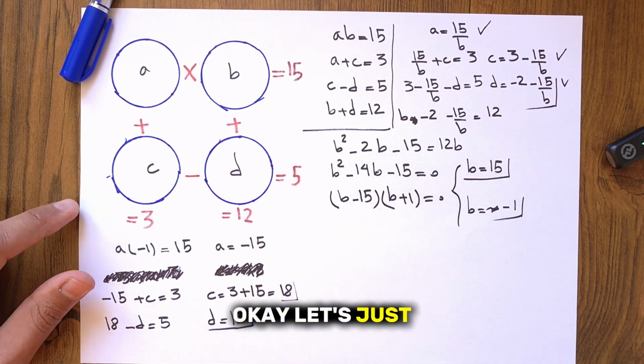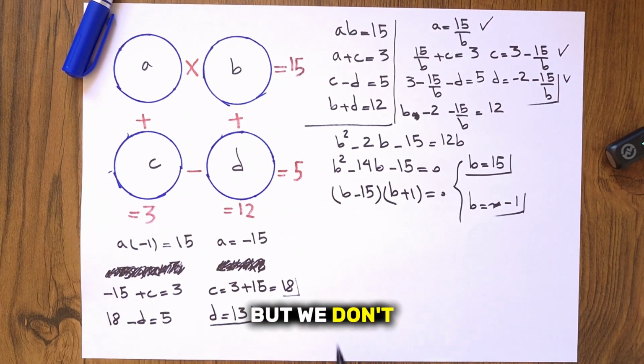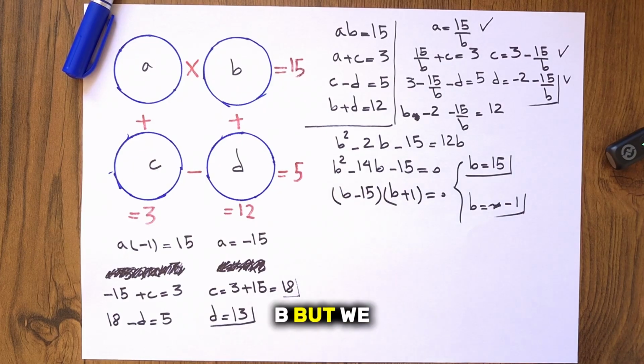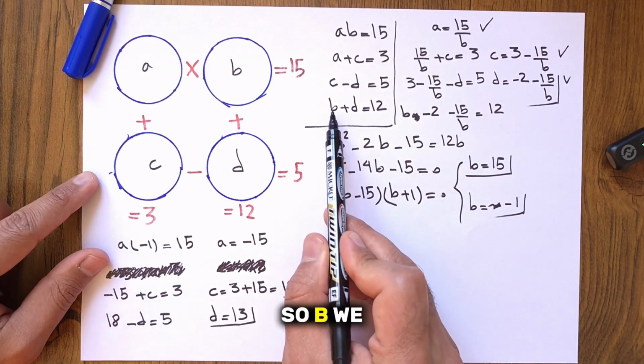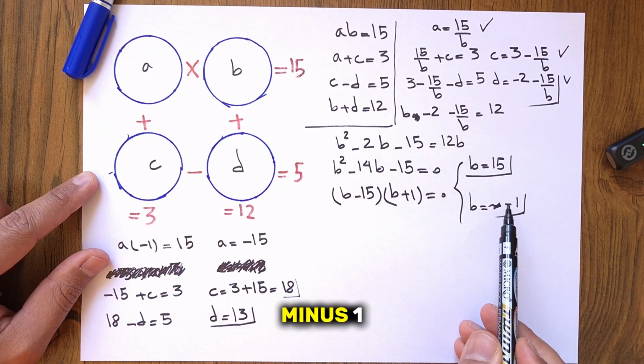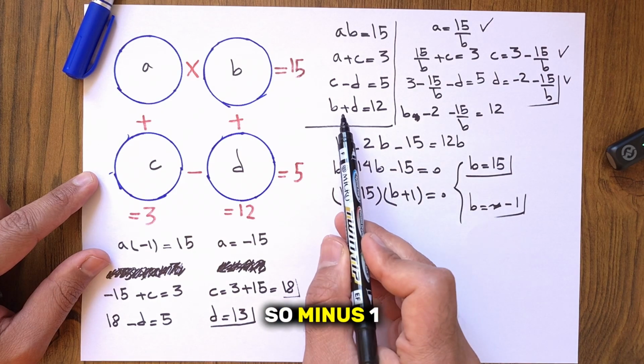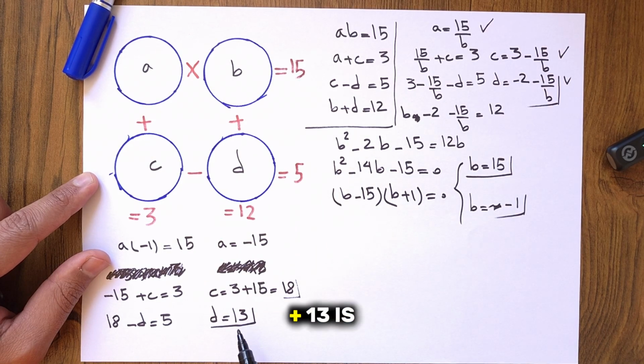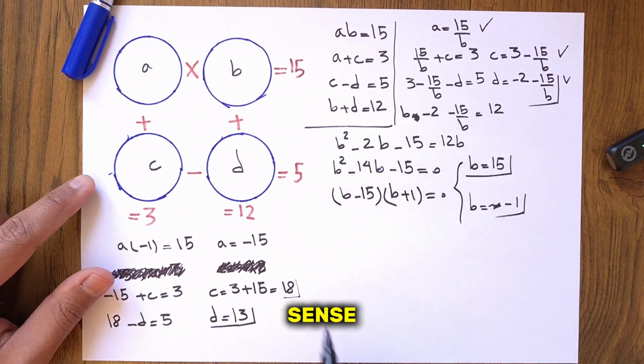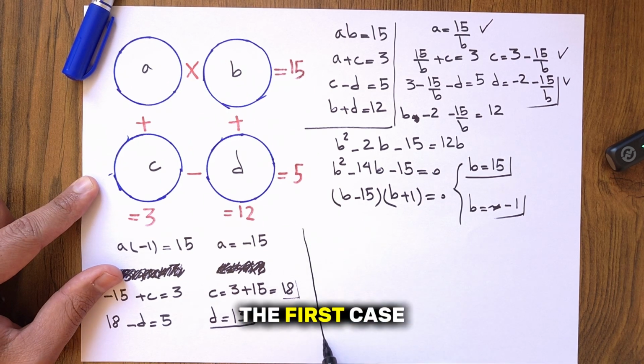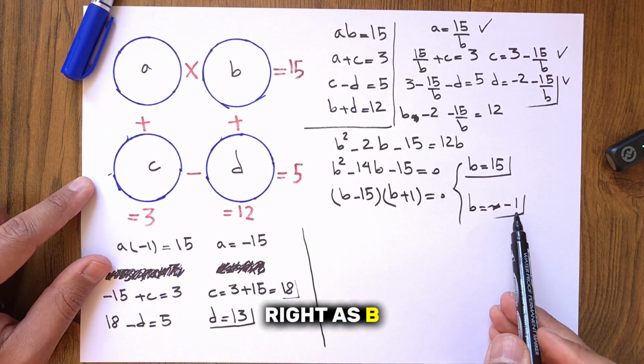Let's finally put it in the last part, but we don't need it, because that's already B, but we can double check. B we found as minus 1. So minus 1 plus 13 is 12, which makes sense. It's correct. So that was the first case, as B was minus 1.